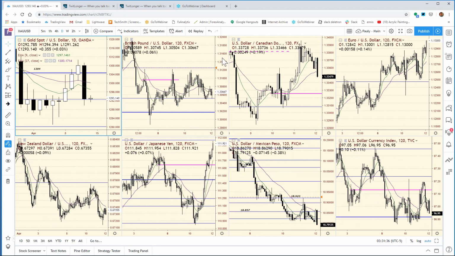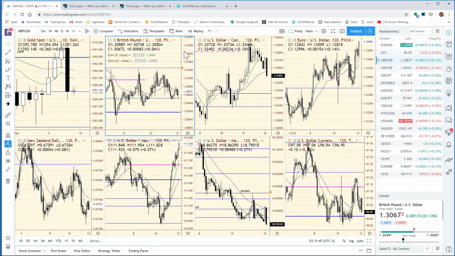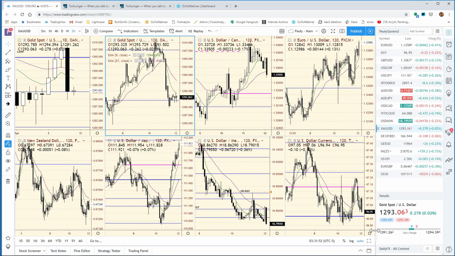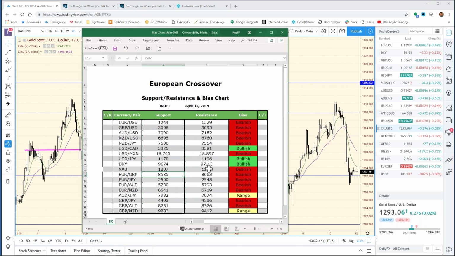Let's go and take a look here. Euro pressing up here against 113. We'll just call it 113 even. Oh, I mean to say 1300. With that, we'll move into the more interesting part here, which is going to be the cross rates.